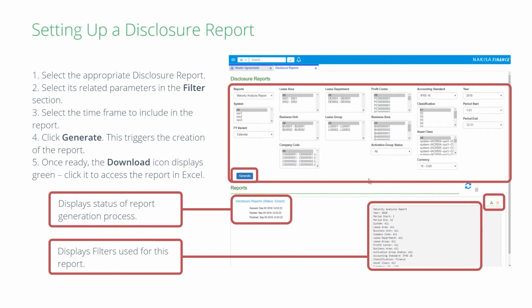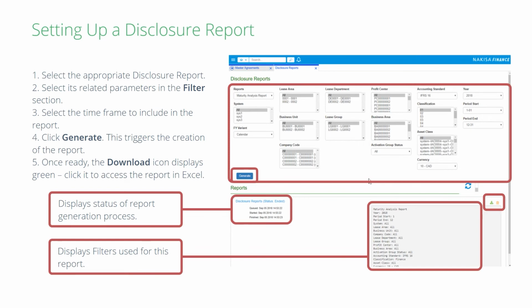From here, we also have the option to select activation group status, which allows us to generate the report for leases that are classified as not yet activated, activated leases, and closed leases. We could also select to filter based on asset class. We could select one, multiple, or all asset classes. We have to choose an accounting standard based on the configuration that has been set up per system. We also have to choose a currency.